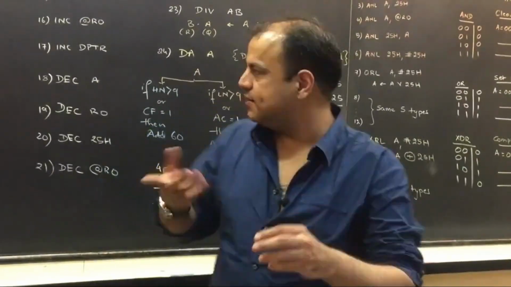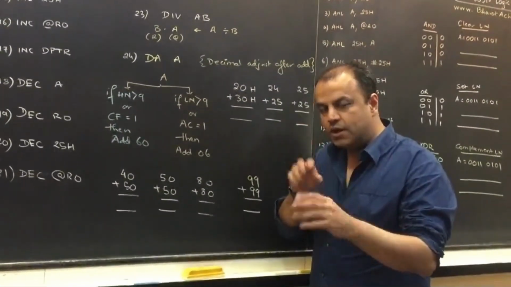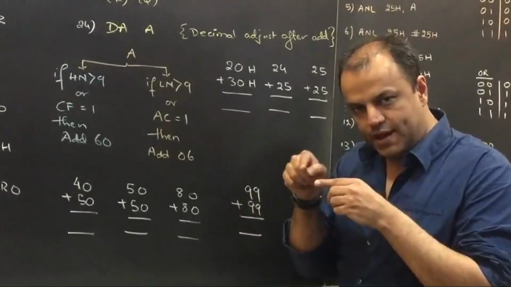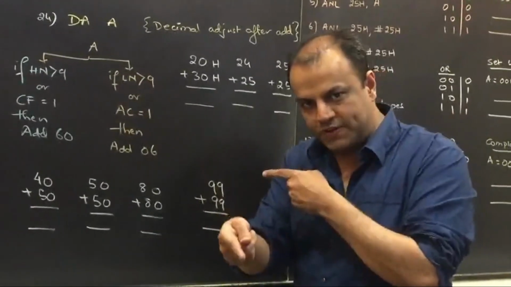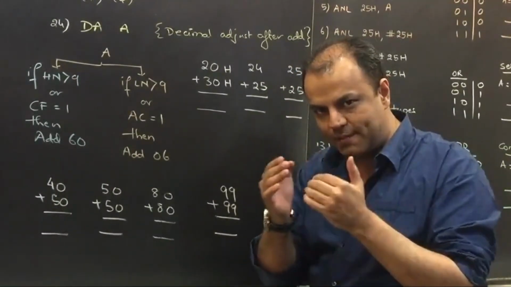They will enter 20 and 30. Suppose you bought two products, 20 and 30. They will type 20 plus 30. For that person, they are decimal numbers. But the processor inside always works in hexadecimal system. So here there is a communication gap.